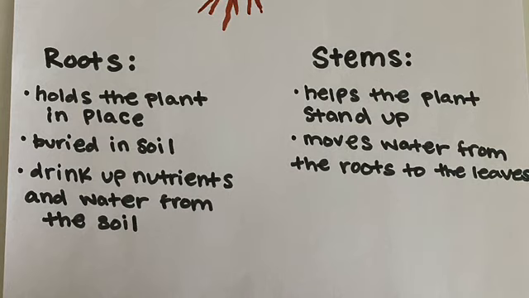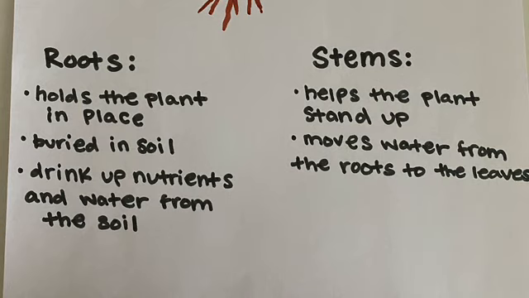So they are buried under the soil, and that's how they help keep the plant in its place, and they are used to drink up nutrients and water from the soil. So we want to make a note about the roots on our chart to make sure that we remember why they're there and what they do.